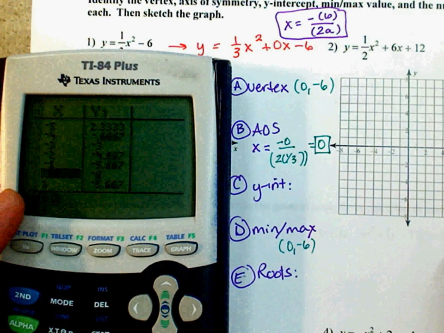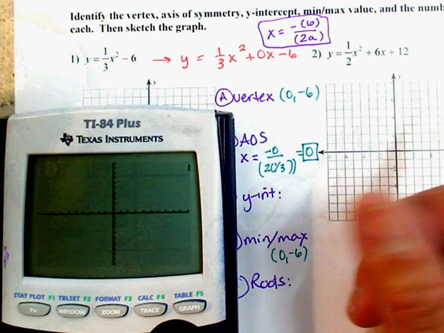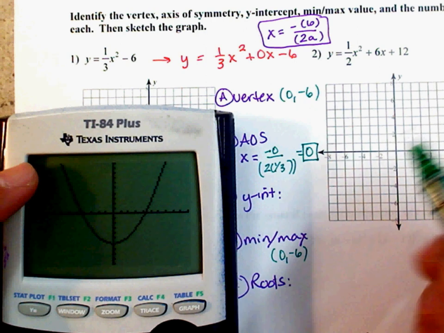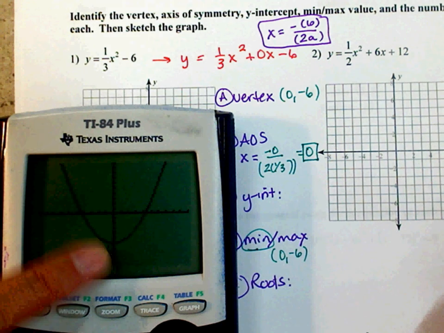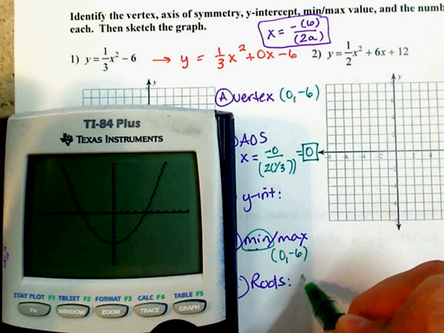Okay? Take a look. Your A is positive, so it's probably going to open up. To double check, you can go ahead and hit graph. See how it's opening up? Since it's opening up, you have a minimum, just like that. Okay? And you can see that it's crossing the x-axis twice, so you have 2 roots.